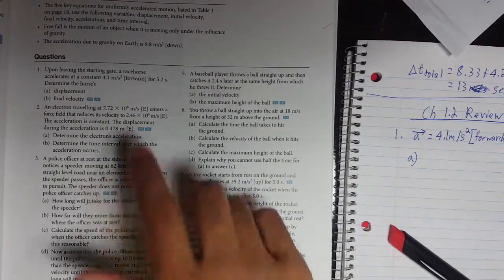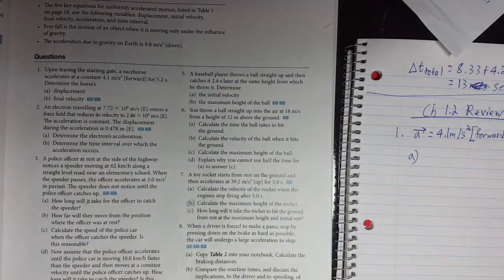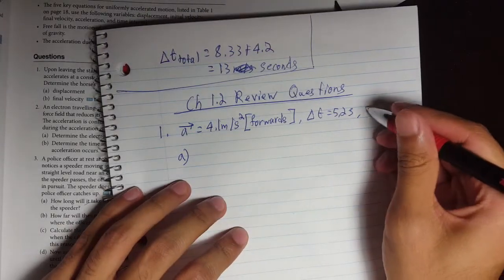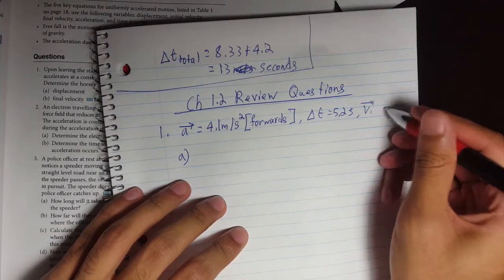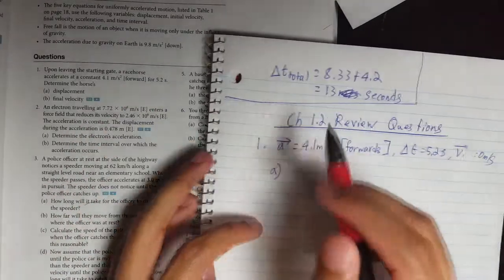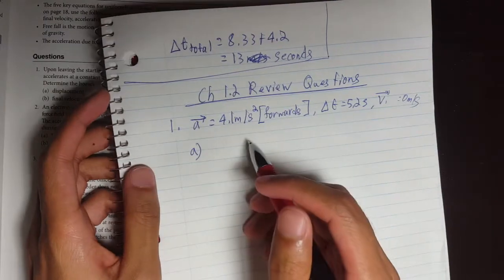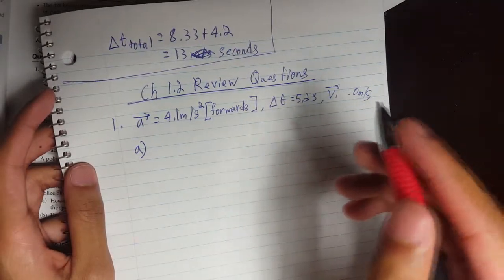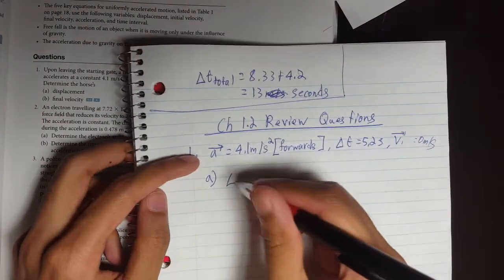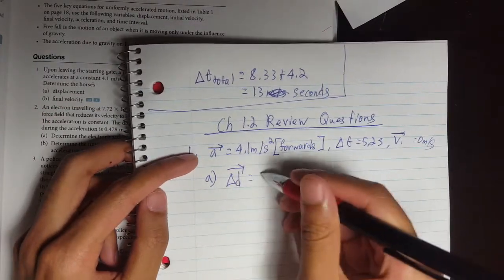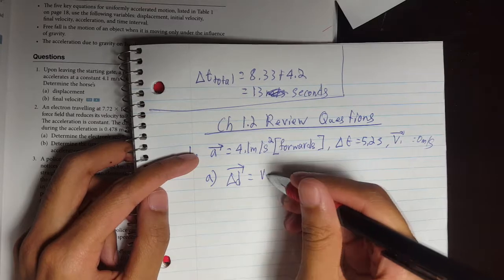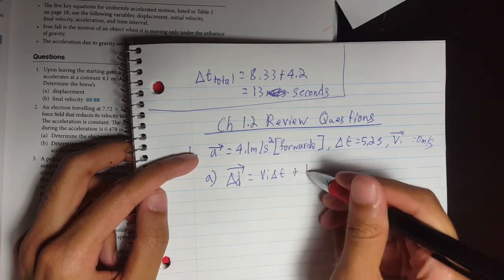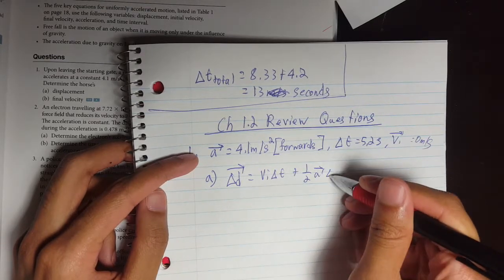For this question, you would assume that the initial velocity is 0, because it's leaving the starting gate. Initially it'll be standing still and then it'll start to accelerate. So you assume the initial velocity is 0. You're told to find displacement, so displacement equals vi times time plus half acceleration times time squared.